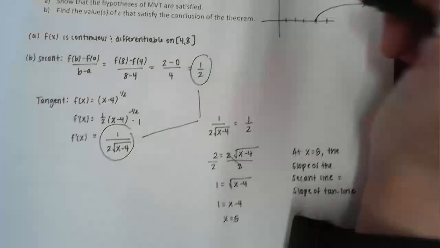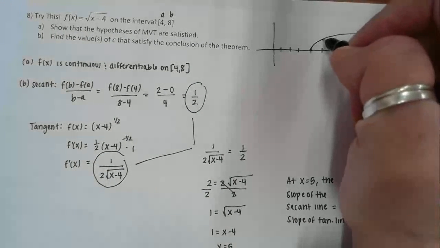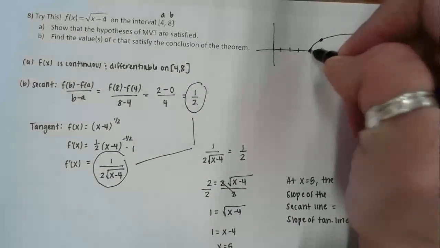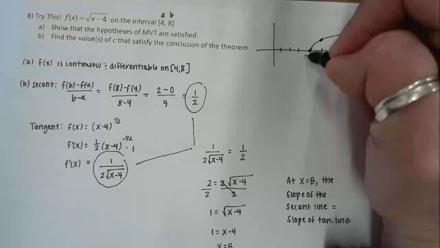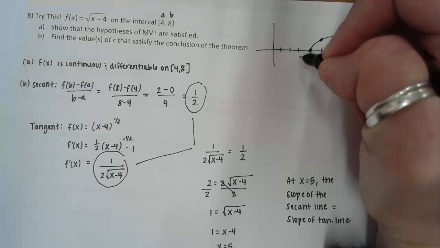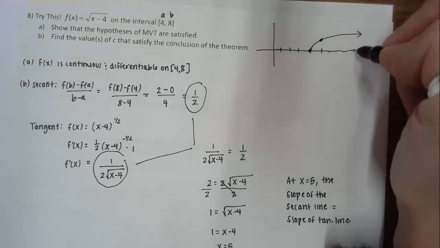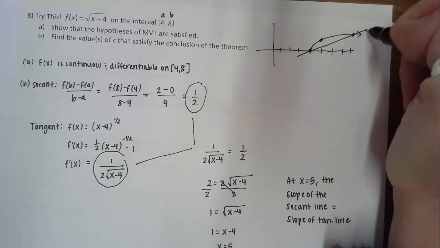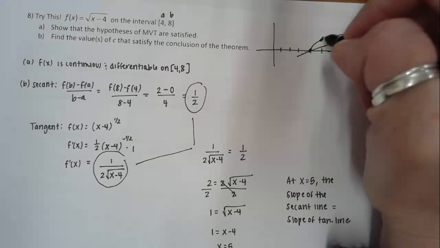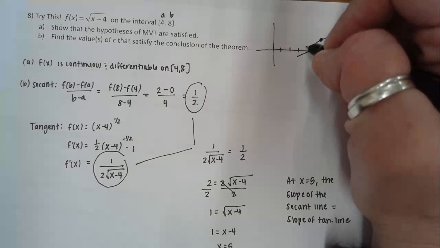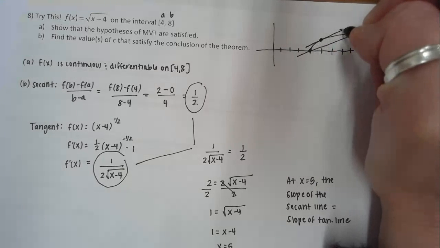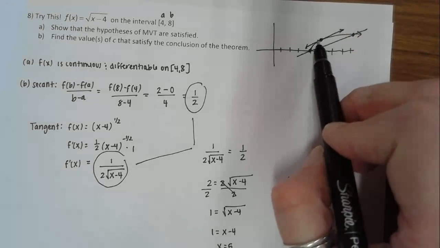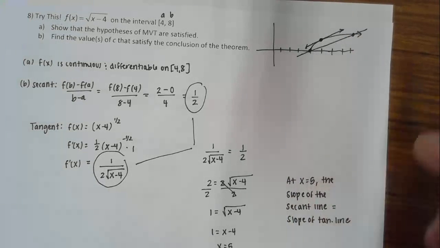So graphically, what that would mean is if I were to take these 2 points, 4 and 8, and I were to draw my secant line through those points, and at this x value of 5, if I were to draw my tangent line in, that's what's happening: this slope of the tangent line is equal to this slope of the secant line.